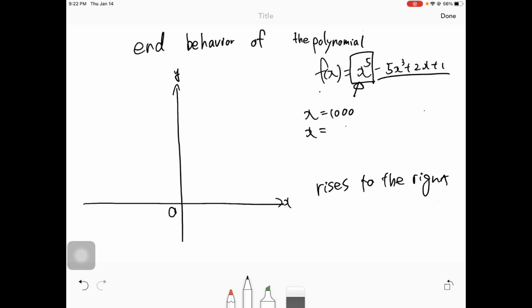And what about when x is really negative? It's a power of 5, so the answer is going to be negative, but it's also going to be pretty big. So it's a really big negative. This means it falls to the left. So again, you need to focus on the term with the highest degree. You can ignore the rest of the terms.